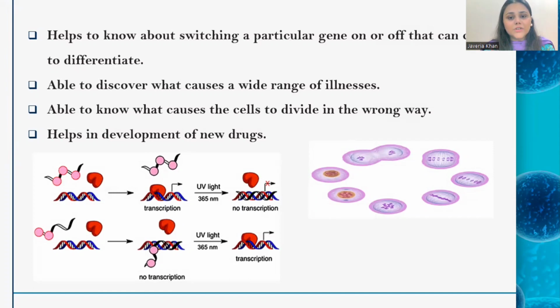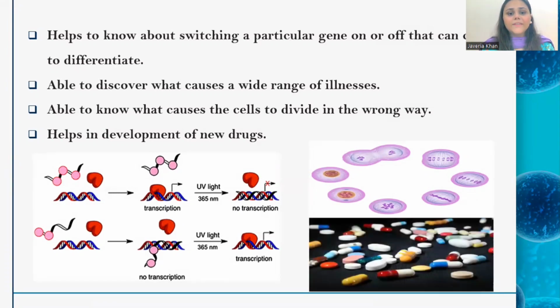Abnormal cell division is responsible for cancer. Stem cells also help in the development of new drugs. Scientists can assess how a drug affects normal healthy tissue by testing on these tissues rather than testing on human volunteers.